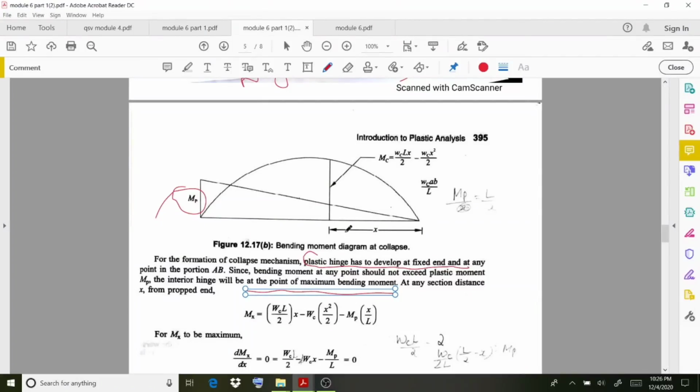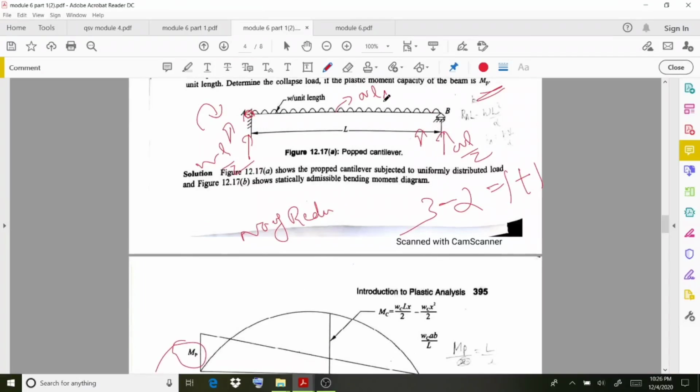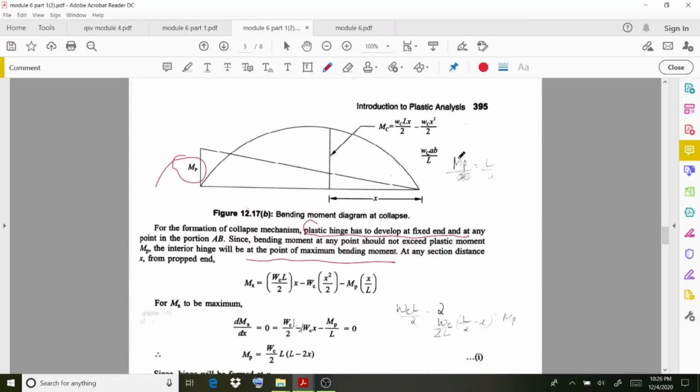So let us take a section over this position. Let us take a section here. Obviously, if you consider this value as Mx, then Mx is going to be WL by 2 multiplied by x. It is represented with the collapse load, so Wc multiplied by L by 2, that is, this load value multiplied by distance.